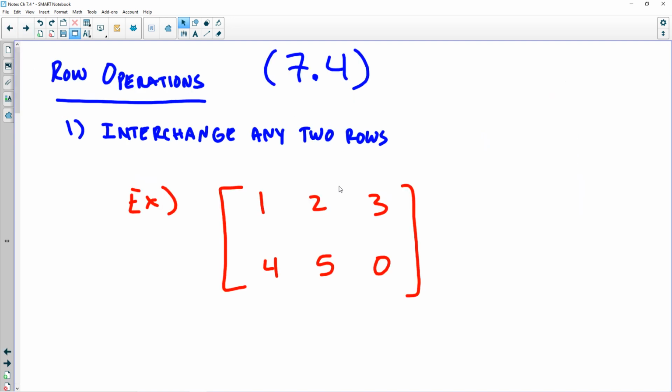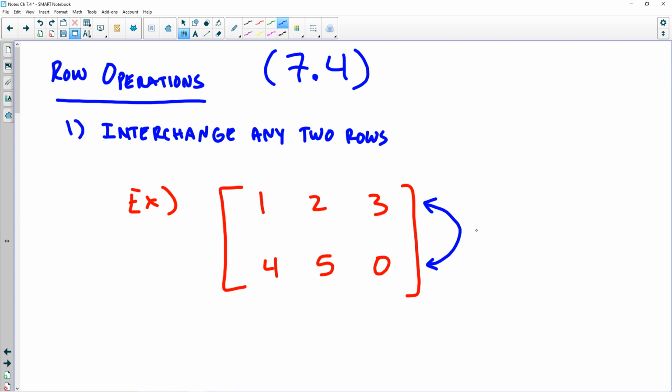Now we've got to get into the 3 operations. Okay, there's only 3 operations for matrix rows. Okay, first one is you can interchange any 2 rows. So, for example, this matrix here. Okay, if you need me to slow down, just pause it and copy it. This matrix here, you can actually swap or interchange any 2 rows.